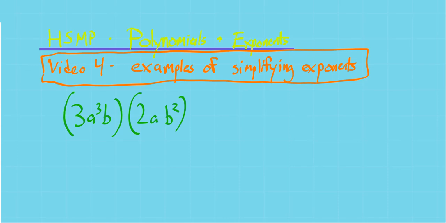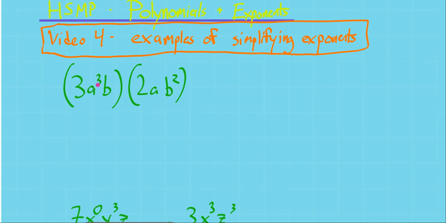Okay, we're here in the fourth video already, and we're looking at some examples. So if we have something like 3a cubed b times 2ab squared, what do we do with it in order to simplify it? We multiply all the parts together as we can. We could write this out the long way. I don't recommend doing it all the time, but it's good to do sometimes for practice.